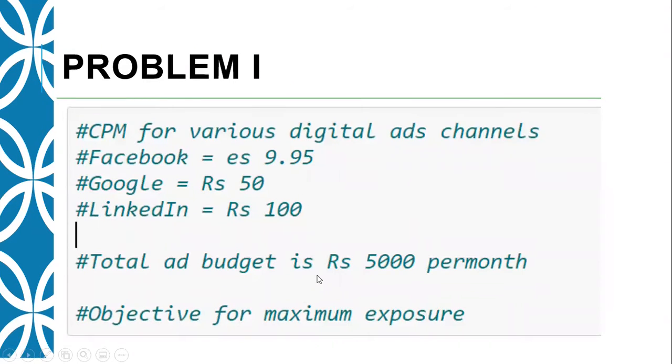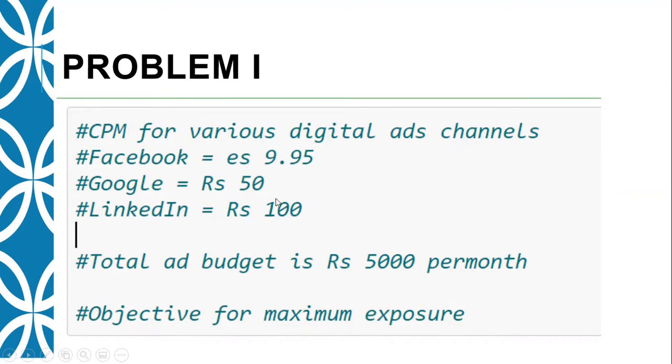So this is the structure of our problem. We will use the following digital platforms: Facebook, Google, and LinkedIn. Cost per milli, or cost per thousand impressions, for the various digital ad channels is as follows. For Facebook, it is rupees 9.95. For Google, it is rupees 50. And for LinkedIn, it is rupees 100.